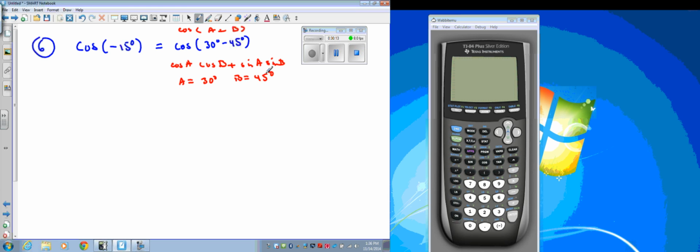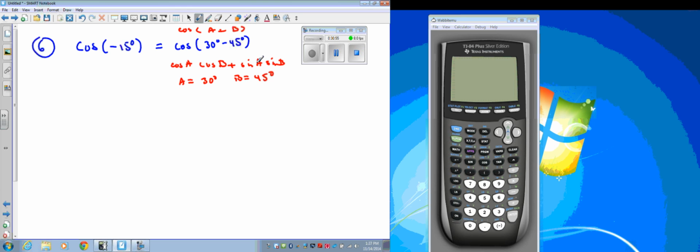Don't put in negative 45 because I'm using A minus B. So I put 30 degrees for A and 45 degrees for B, and that minus would be in there. Do you understand what I'm saying? Don't put minus 45, put 45. If we use the sum, then B would have to be a minus 45, and then we'd have to use cosine A cosine B minus sine A sine B. We could do that.